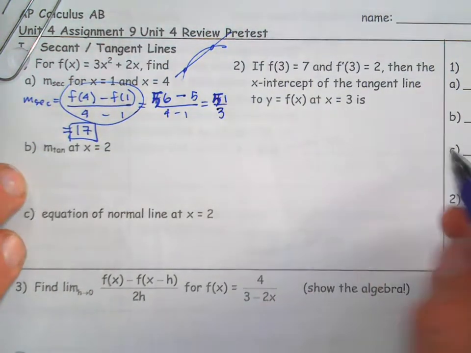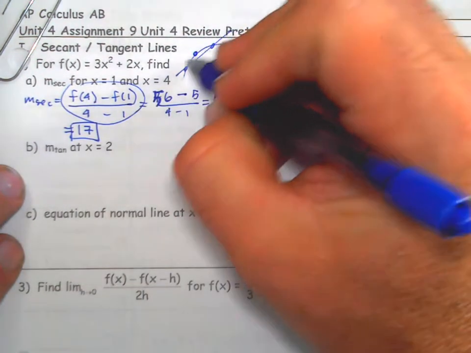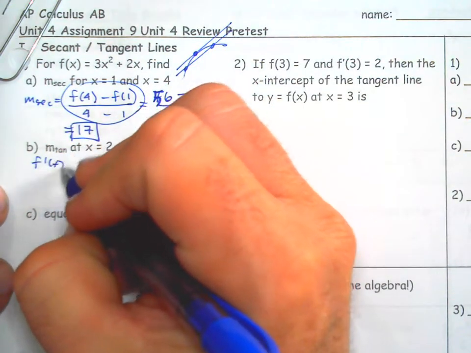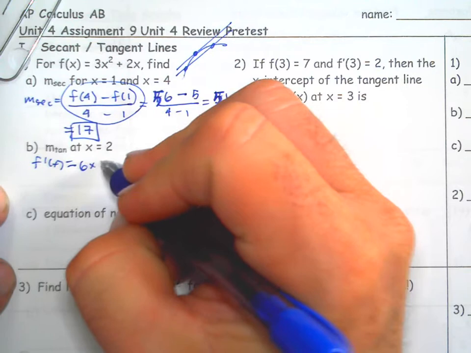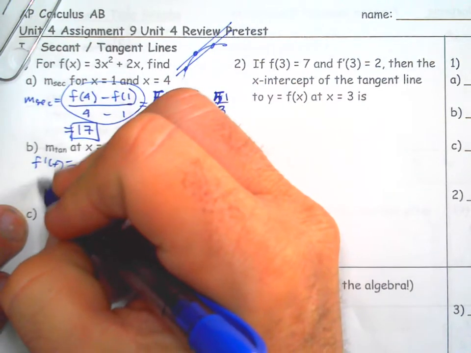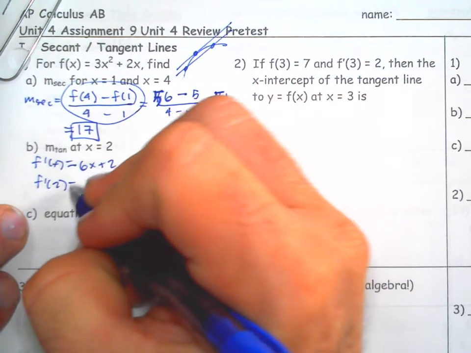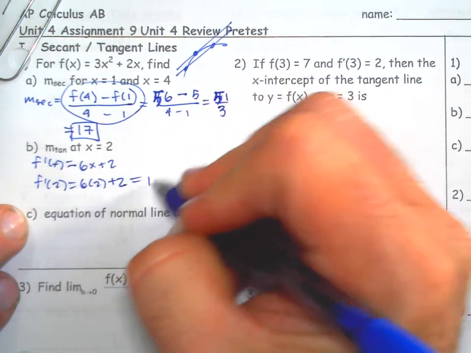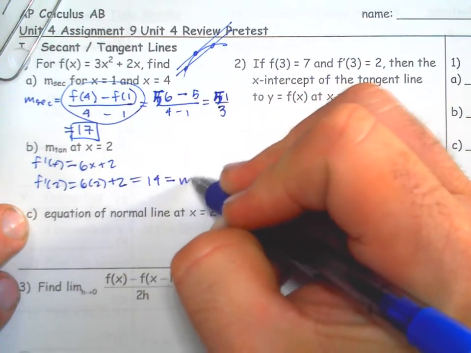Okay. Slope of the tangent line is the actual slope of a tangent line, which requires a derivative. So f prime of x equals 6x plus 2. So f prime of 2 equals 6 times 2 plus 2, which is 12 plus 2, 14, is the slope of the tangent line.